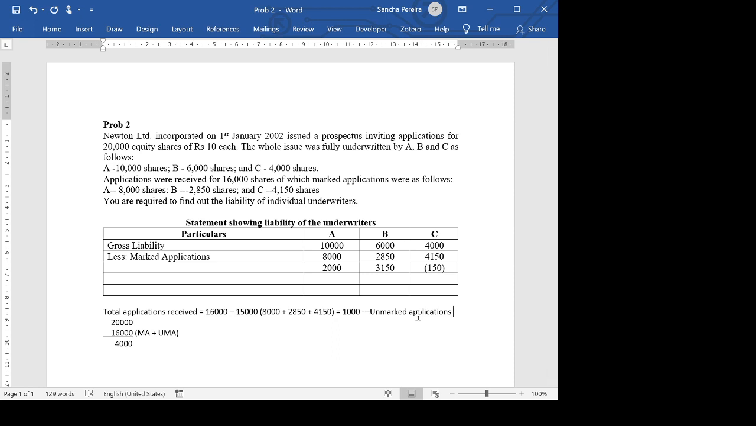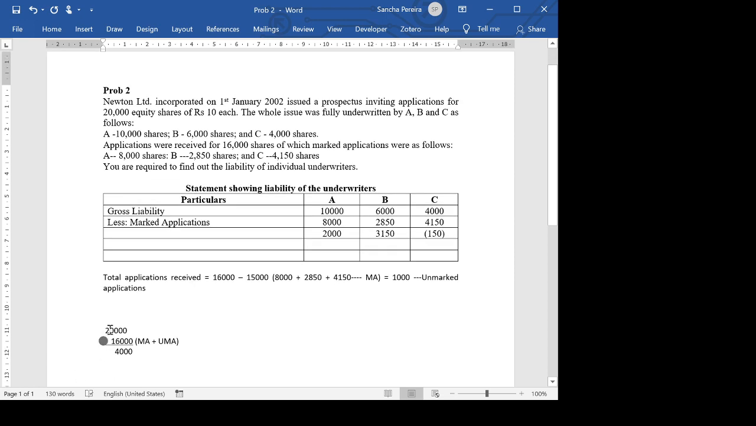In the previous problem, in problem 1, unmarked applications were given to us. They mentioned the number. We didn't have to calculate it. But here we are calculating it. And how do you calculate it? The total applications that you receive minus the marked applications, you get the unmarked applications. These are all the marked applications. So total applications minus marked applications, you get unmarked applications. Now, these unmarked applications also have to be divided.